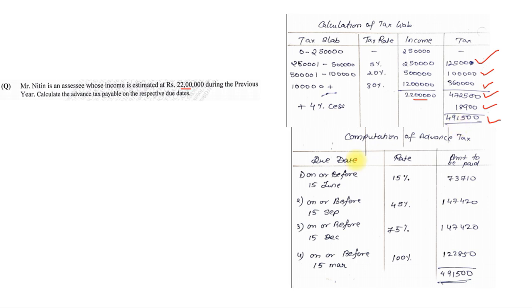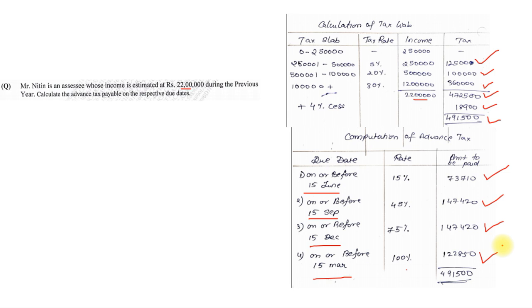Now for advance tax, there are 4 dates: before 15 June, before 15 September, before 15 December and 15 March. The rates are 15, 45, 75 and 100. Okay, so 4,91,500 into 15%, 45%, 75% and 100%. Whatever value you get, those are all cumulative values, and then from cumulative we subtract and we will get our individual amounts, which comes to 73,710, 1,47,420, 1,47,420, and lastly 1,22,850. When we add up, we get the total value as 4,91,500.